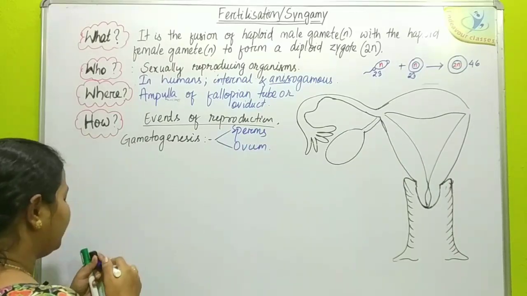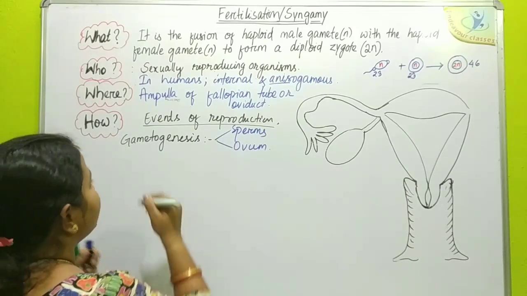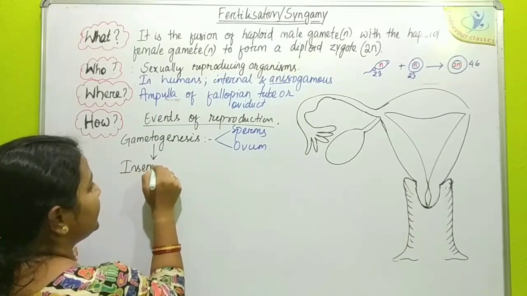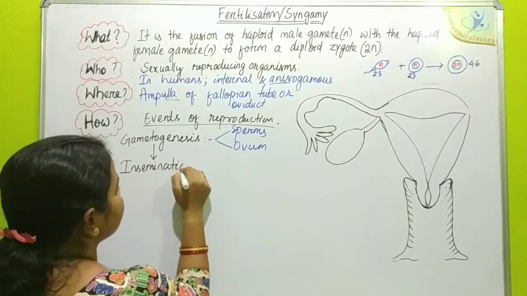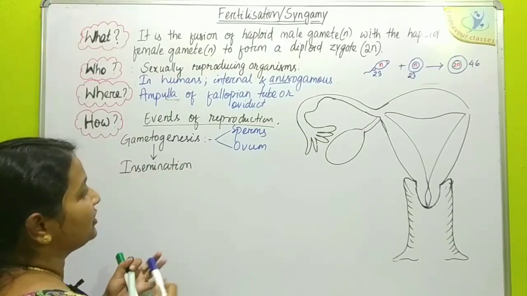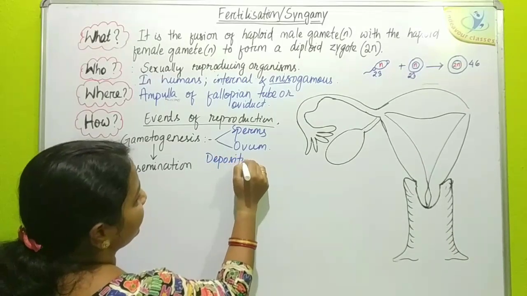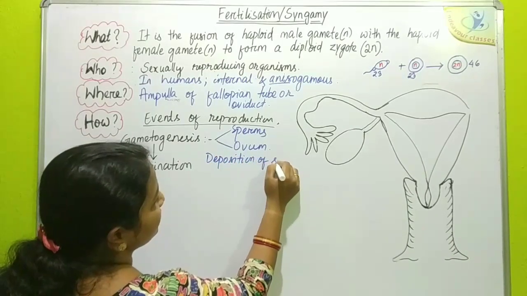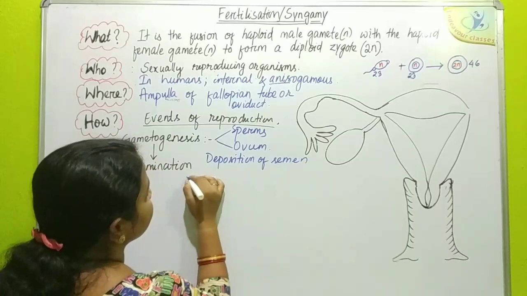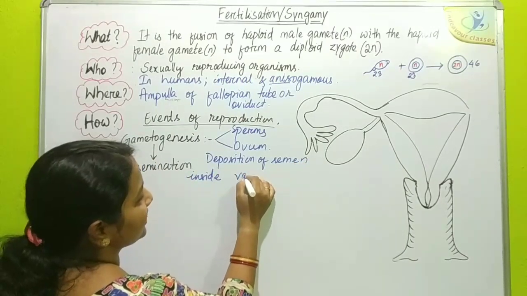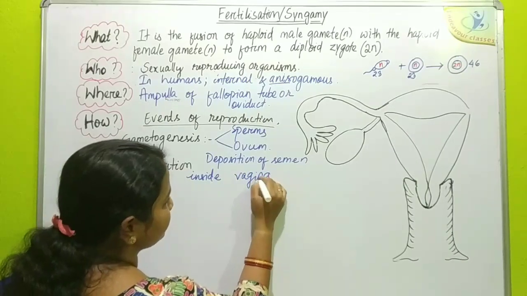So after gametogenesis, there is insemination. What is insemination? Insemination is the deposition of semen or seminal fluid inside the female genital tract, specifically inside the vagina.